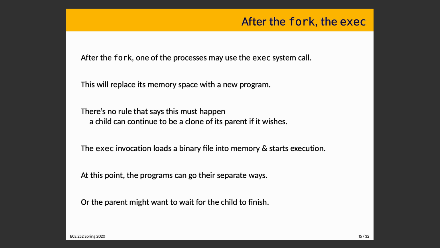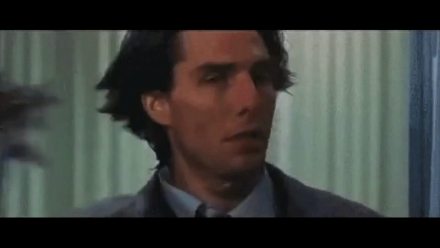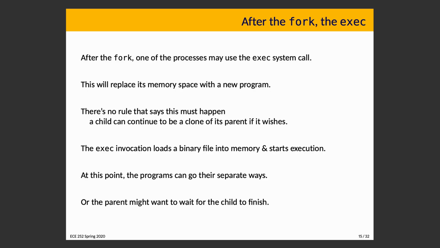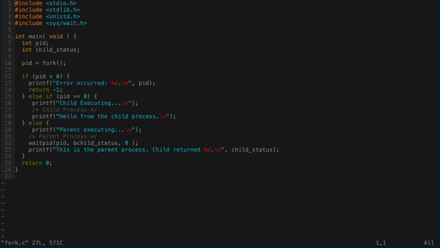The child can continue to be a clone of the parent if that makes the most sense, but you can choose to be exec, and it's a little bit like in a Mission Impossible movie where the mask gets ripped off and it was Tom Cruise the whole time. That is like exec. It turns out that the process replaces itself with another one. At that point, programs can go their separate ways, or the parent might actually want to wait for the child to finish, if that actually makes sense.